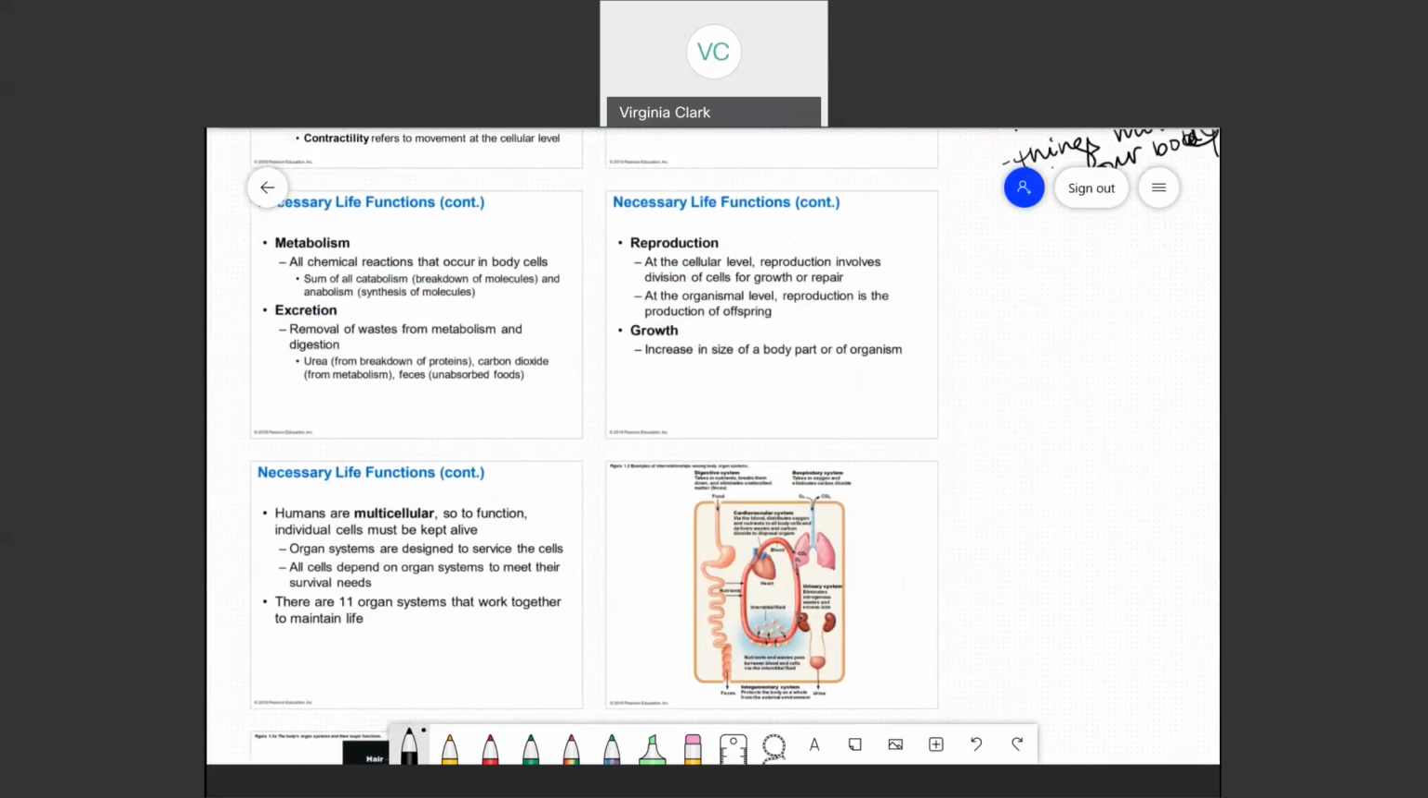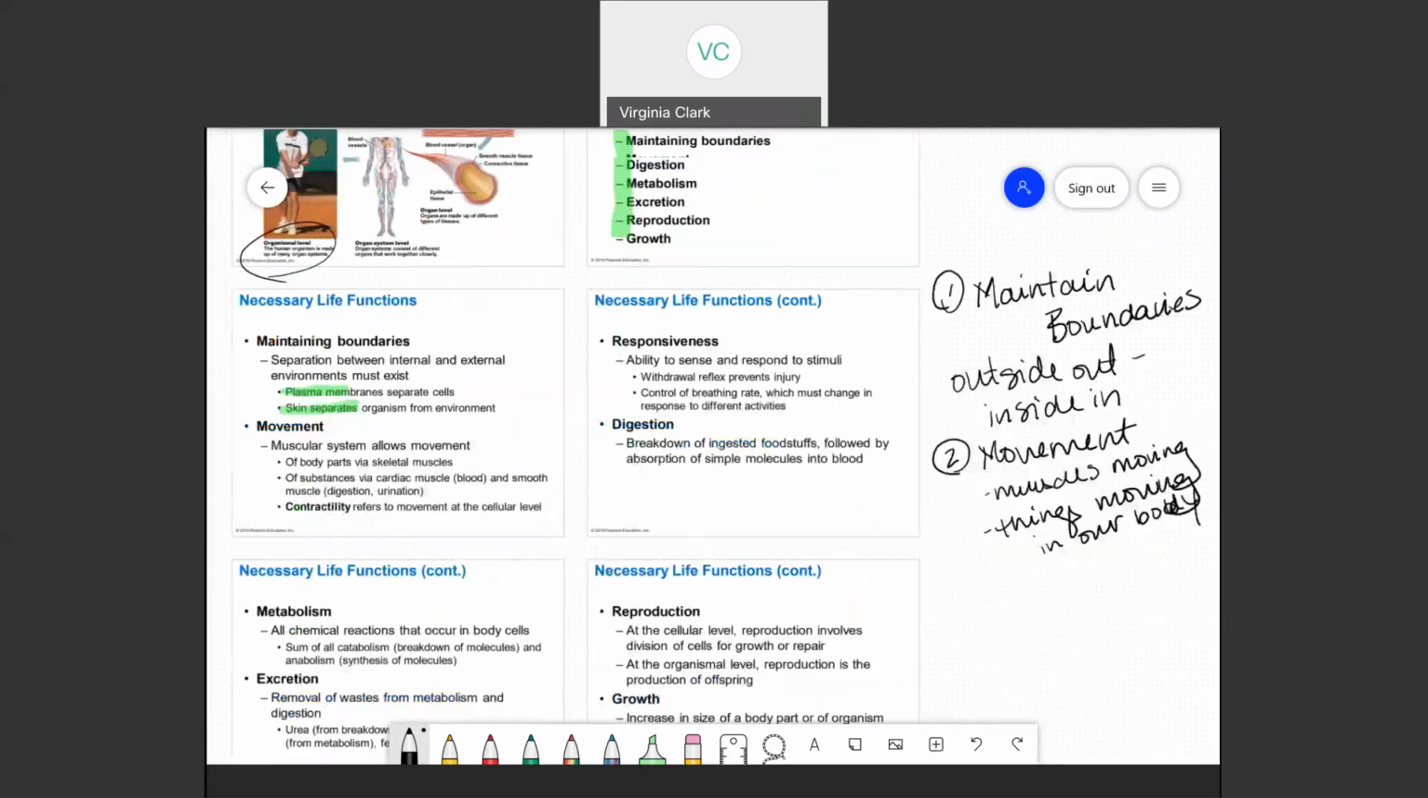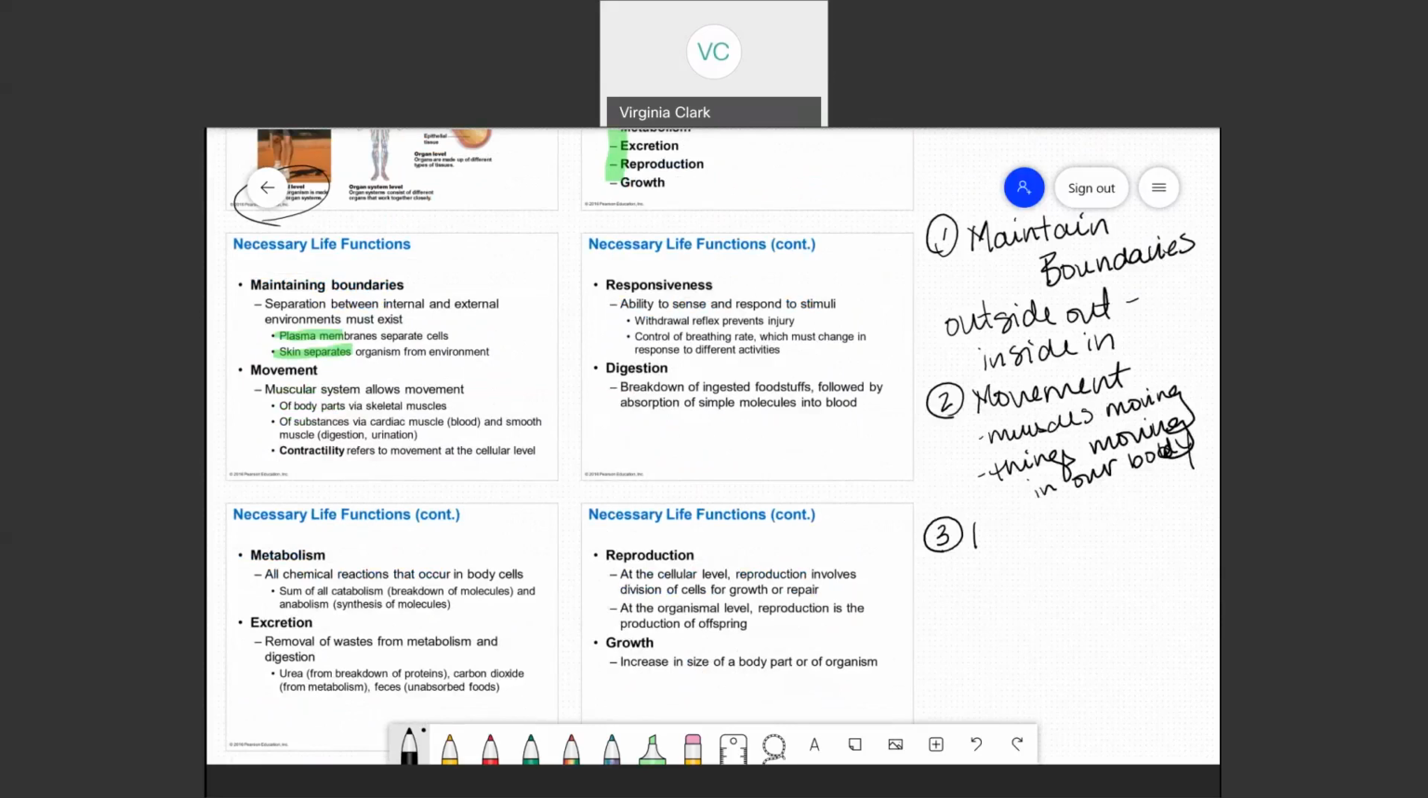Another one we have to have is responsiveness. The third thing you have to have is the ability to respond. Basically, what responsiveness means is that you are able to sense changes in the environment and make an appropriate change. So you can sense some sort of change in your external or internal environment, and you are actually able to respond. We're going to spend some time talking about this in regards to maintaining your temperature.